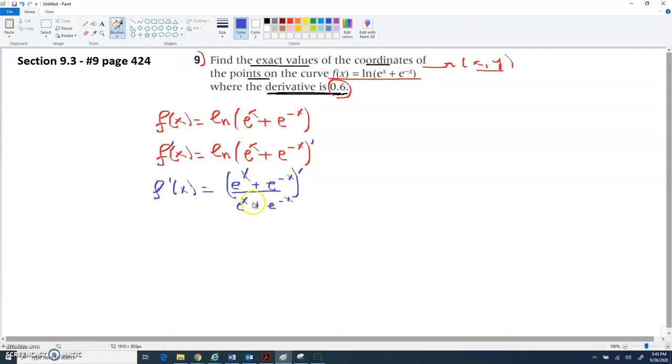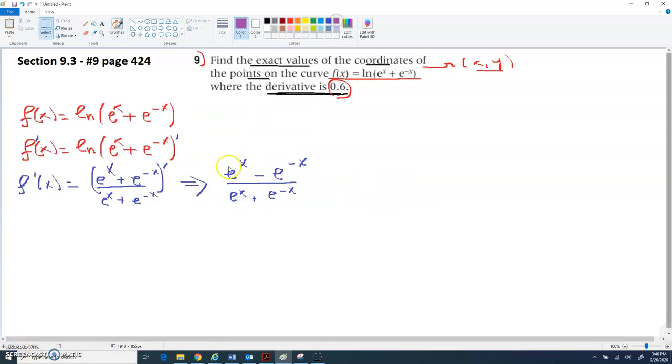If you don't know what I'm doing here, just follow along, and then go back to the previous chapter and look up the rule for finding the derivative of the natural log function, chapter 9.3. Now I'll find the derivative of e to the x, which is e to the x, and the derivative of e to the negative x is negative e to the negative x, because you take down the negative. So that's over e to the x plus e to the negative x.